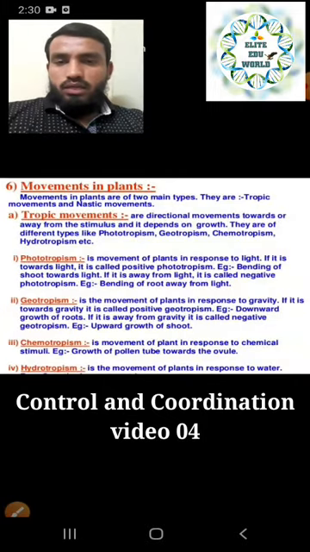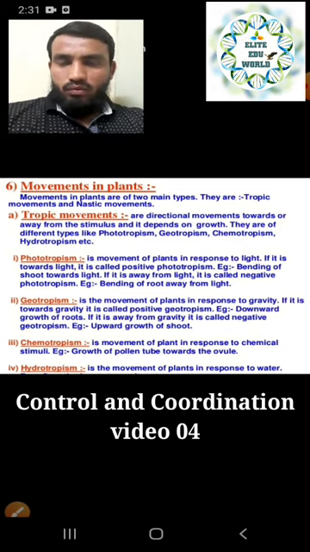So in the next slide we will see the movement in the plant, right? Movement means the plant is not just walking from one place to another place. The movements in the plant are of two types: tropic movement or nastic movement. Like its growth, it is related to the growth.